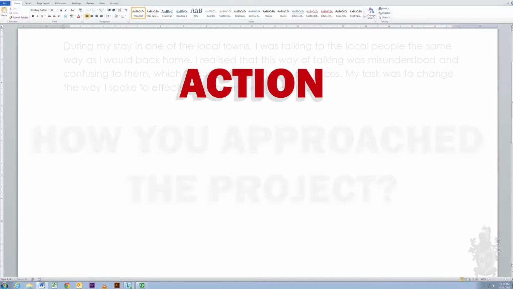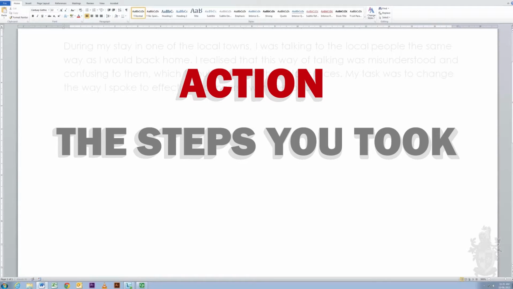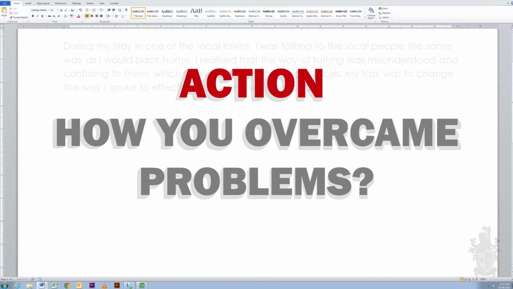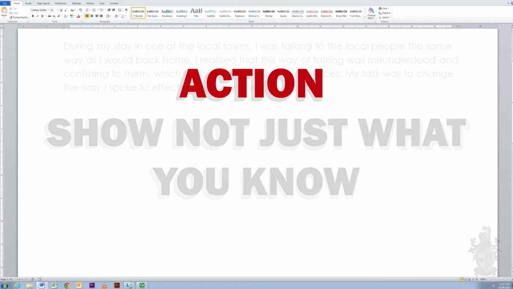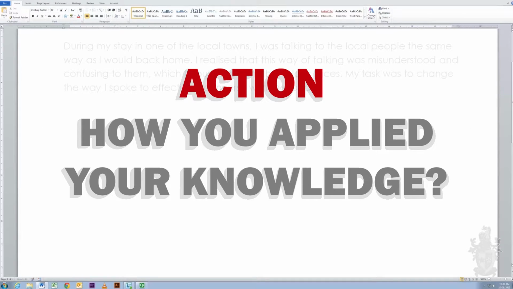For action, talk about how you approached the project, the steps you took to execute the project, and how you overcame problems and obstacles using your experience and skills. Use examples to show not just what you know, but also how you applied your knowledge and skills.